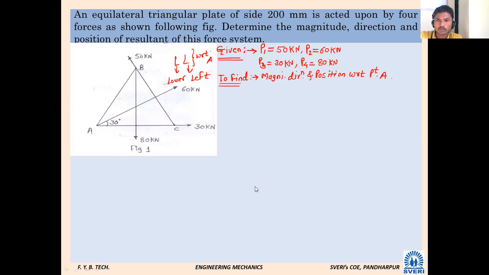And why are we using that Varignon theorem? What is the use of Varignon theorem? Position of resultant. Yes, we can locate the position of resultant. That is the use of Varignon theorem.